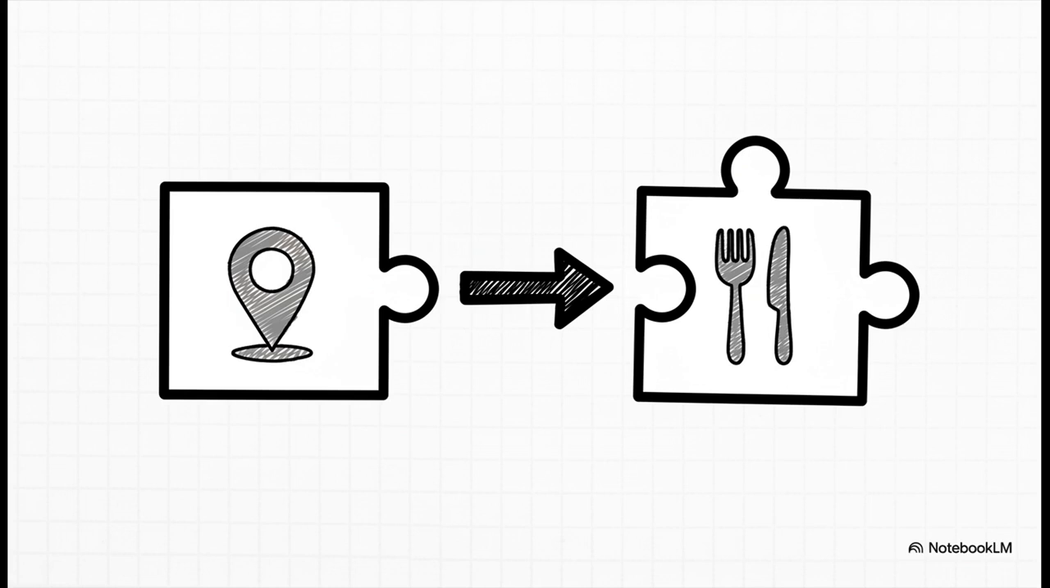Pinia handles this beautifully. Let's say you have a restaurant store. It can just import and use data directly from a geolocation store. It's that simple. The key takeaway here is that the stores are modular, but they are not isolated.